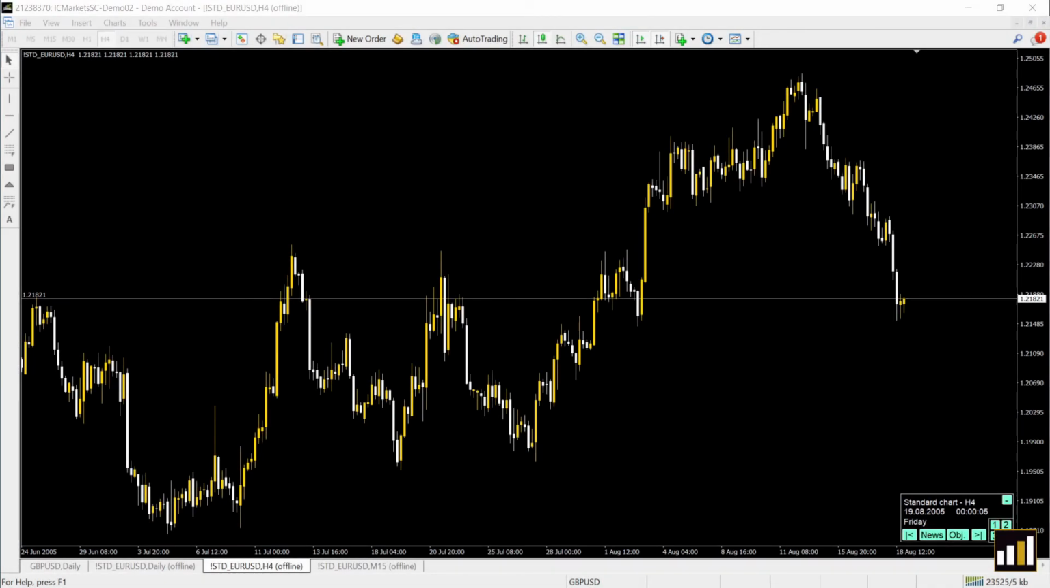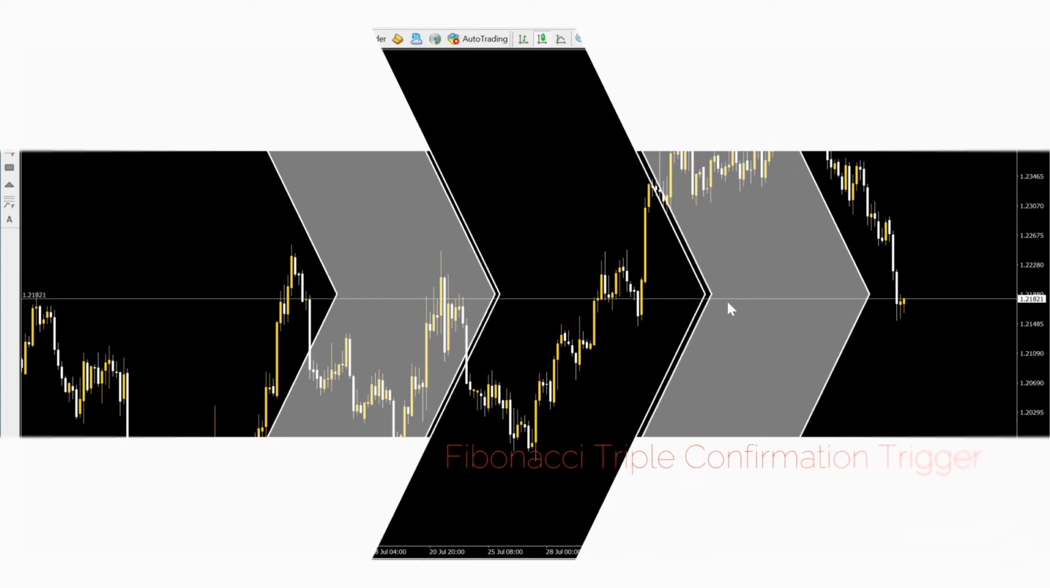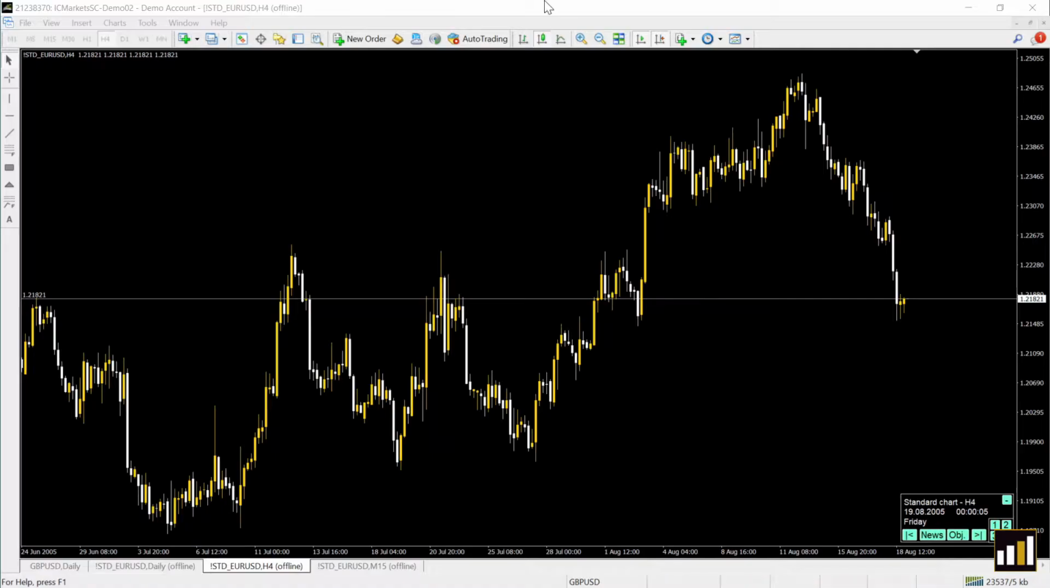Welcome to PureTrading. This one is going to be a follow-up on the Fibonacci triple confirmation strategy. So in this upward moving trend here, we have the highs, we have the higher lows, and then the highs again, and where is the next higher low? So with Fibonacci, how are we going to do this? Let me show you.